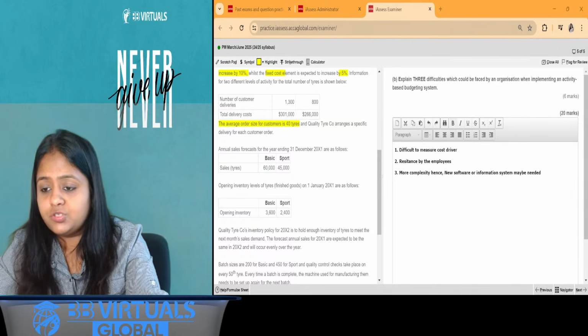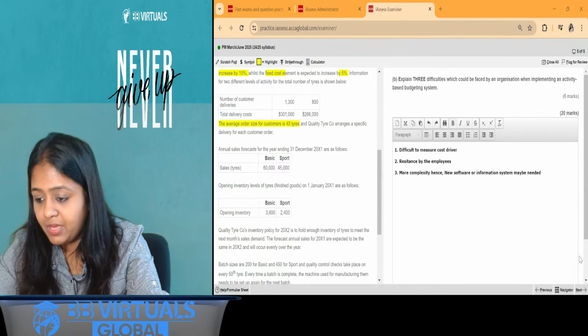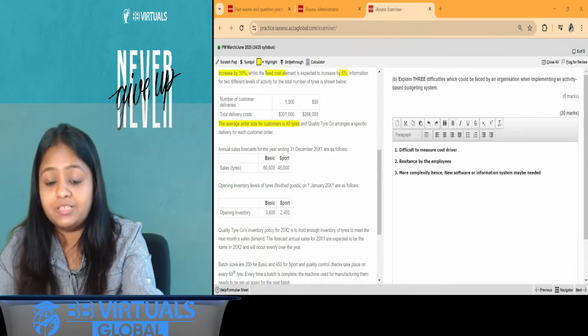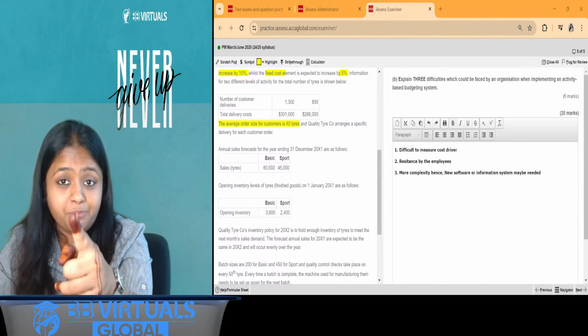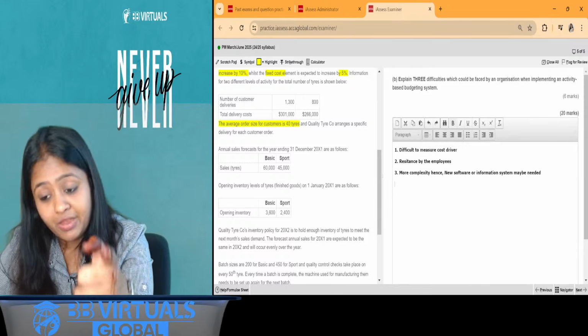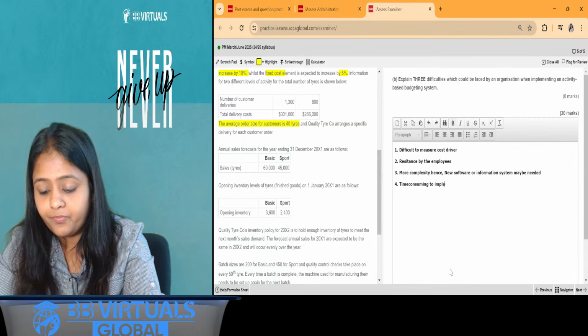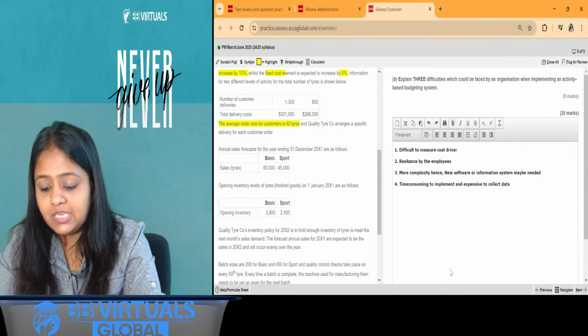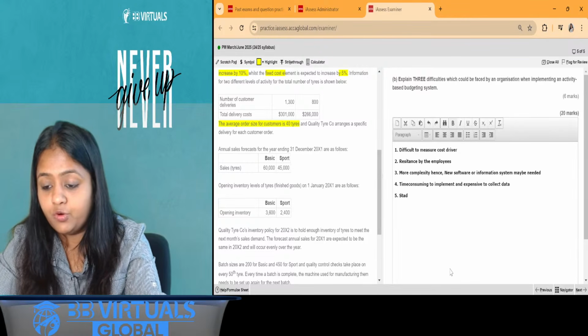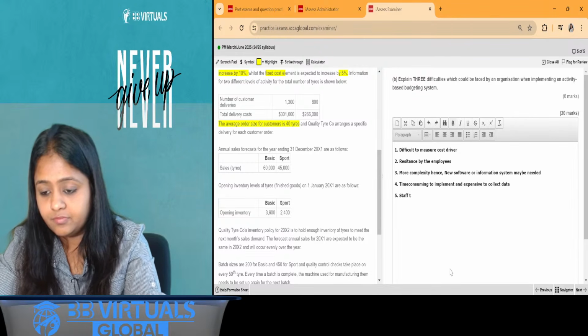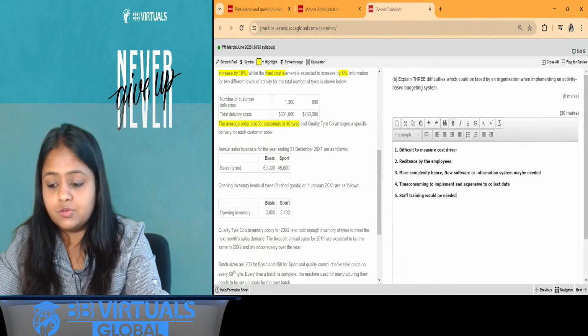Can we think of more also? You're giving me such great points. Swapna is also giving me: it's very time consuming, costly to implement. So very intelligent point, Swapna. You are using the same pointers that we use for ABC, right? So very good. Fourth, we can say time consuming to implement and expensive to collect data. Can we say fifth point can be staff training would be needed? As it's a new software, they need to be made very accustomed to it, right?